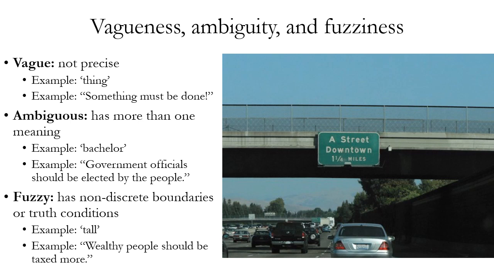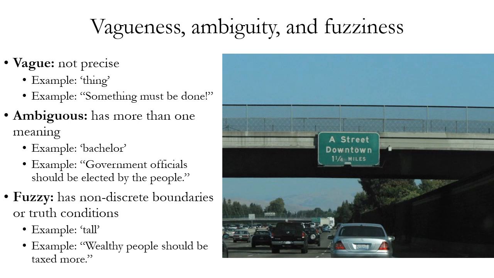An example of a single word that's ambiguous is bachelor. Bachelor can mean either an unmarried male or someone who's going to college for their undergraduate degree, or who already received their undergraduate degree and is a Bachelor of Arts or a Bachelor of Science. An example of a sentence that's ambiguous is government officials should be elected by the people. The phrase that's ambiguous here is government officials. Government officials could refer to all of the employees of government, or just certain of those employees. That should be clarified, made unambiguous, in order to clarify the statement as a whole.